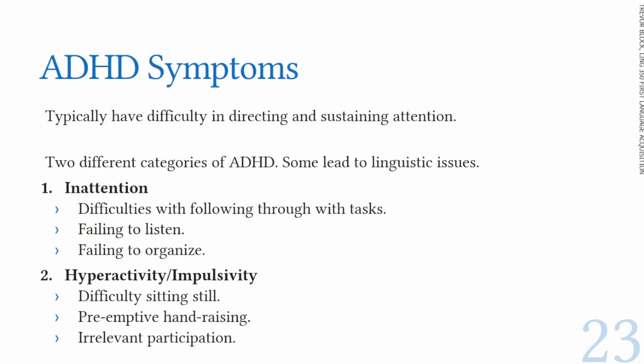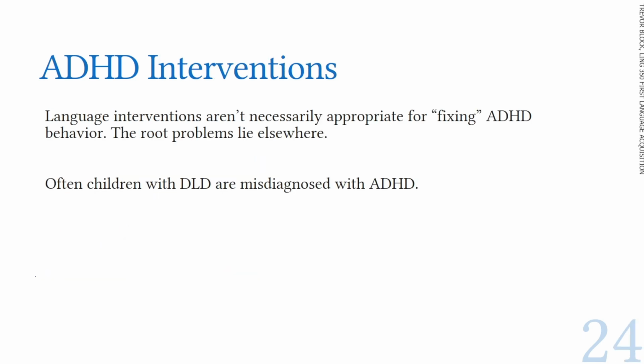So there's two categories of ADHD, which is inattention, so not being able to focus or follow along with a task or listen. And the other is hyperactivity or impulsivity. So being overactive, a lot of fidgeting, a lot of movement, maybe speaking out of turn. So not being able to time your turns or being relevant for turns. These are two different parts of ADHD.